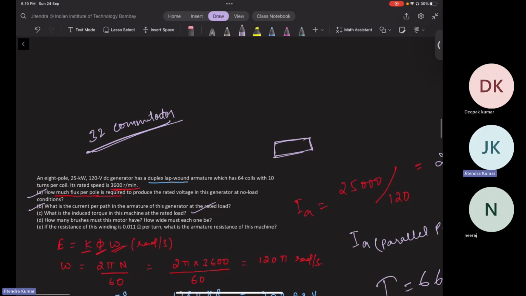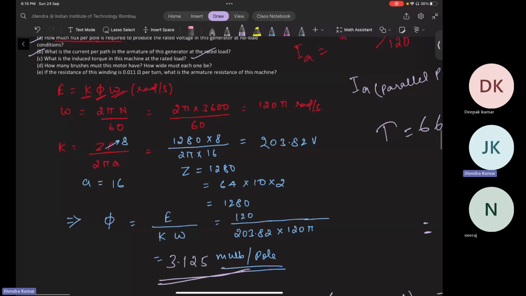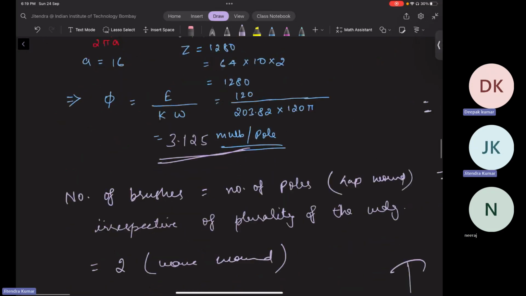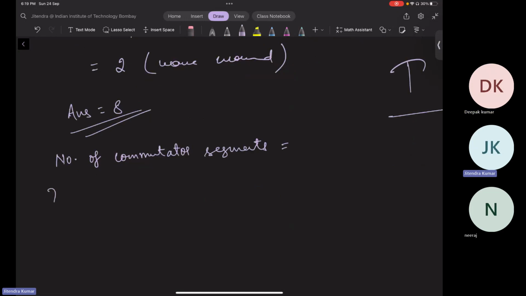So that was that part, and the final part was: if the resistance of this winding is 0.011 ohm per turn, then what is the armature resistance of this machine? So the resistance of one turn is 0.011 ohm, right? How much will be the armature resistance of the machine? Sir, 7.04. 7.04, you are saying. Okay, let me know the expression as well.